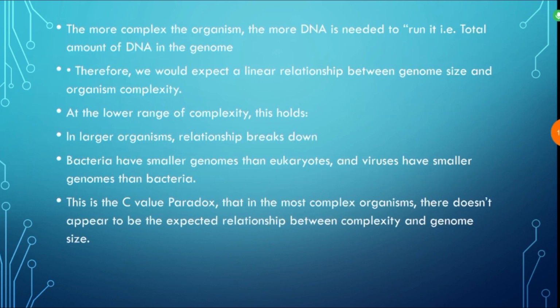The more complex the organism, the more DNA is needed to run it. That is, the total amount of DNA in the genome. Therefore, we would expect a linear relationship between genome size and organism complexity. At the lower range of complexity, this holds. In larger organisms, the relationship breaks down. Bacteria have smaller genomes than eukaryotes, and viruses have smaller genomes than bacteria. This is the C-value paradox: in the most complex organisms, there doesn't appear to be the expected relationship between complexity and genome size. Thank you.